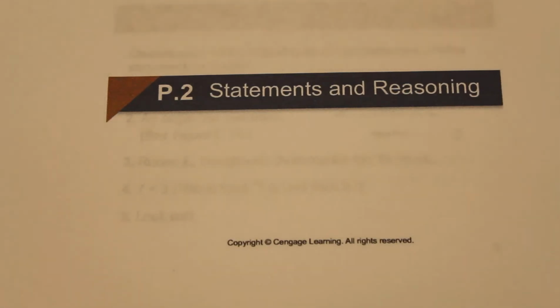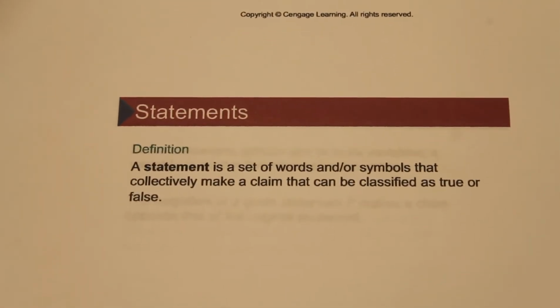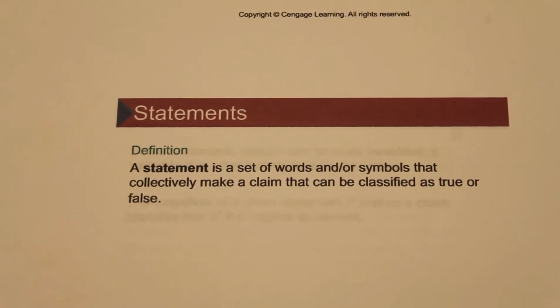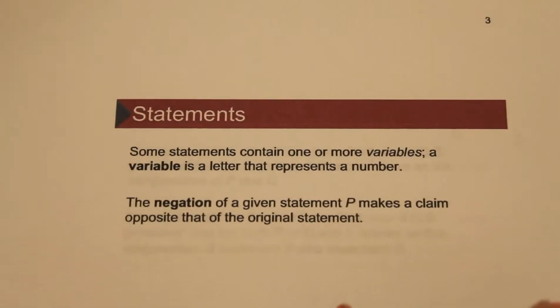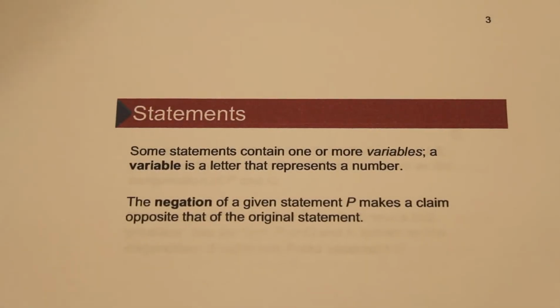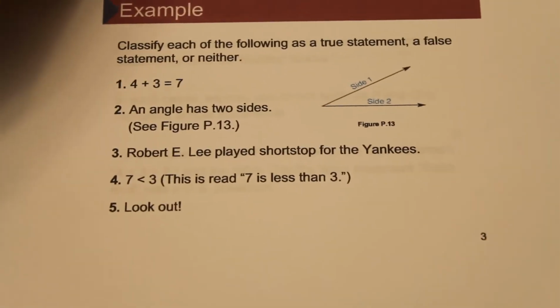All right, so now we're going to move on to preliminary section 2, statements and reasoning, which is the beginning of logical processing for geometry. A statement is a set of words or symbols that together will make a claim that is either true or false. Statements are either true statements or false statements. So let's look at some examples here and determine if something is a statement and whether it's true or false.